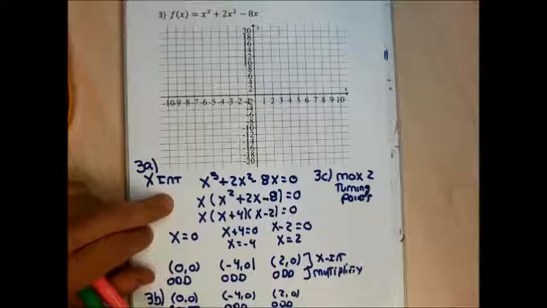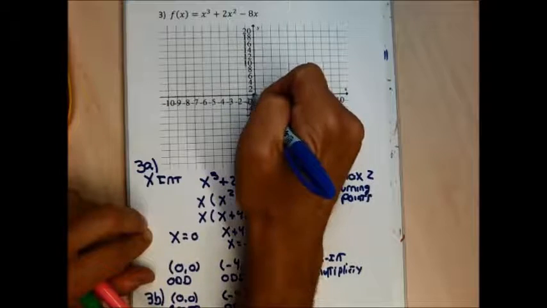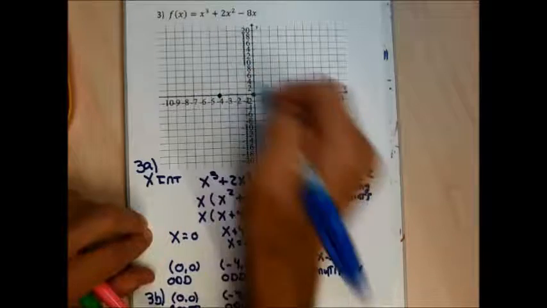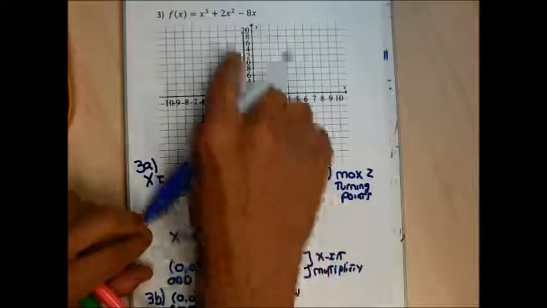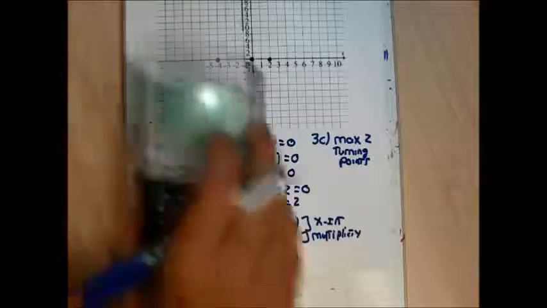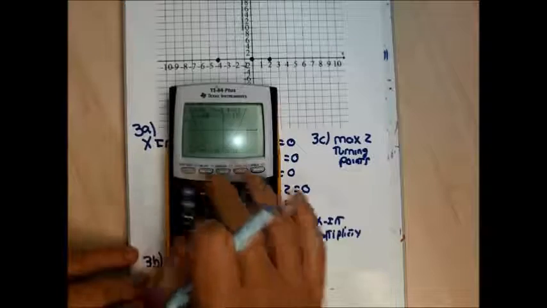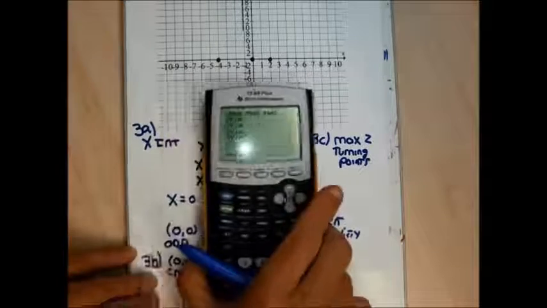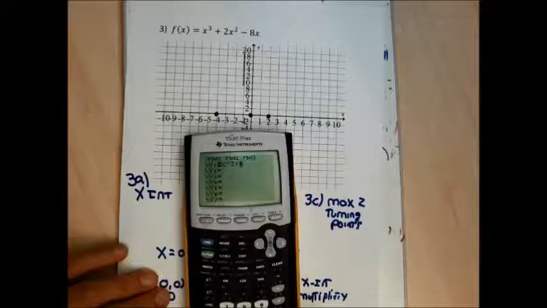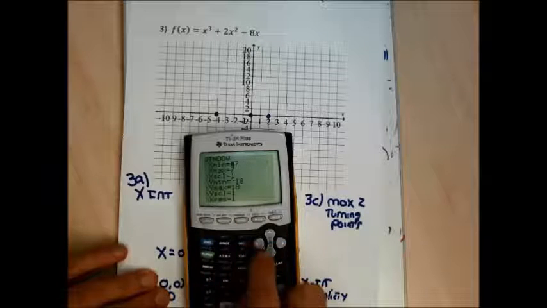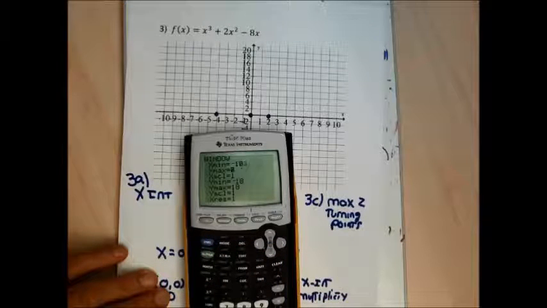Part D is to sketch a graph. So on my graph, I need to mark the x-intercepts of 0, 0, -4, 0, and 2, 0, set my window up, graph it, and find the turning points. So on y equals, clear, the function I'm graphing is x up arrow 3 plus 2x squared minus 8x. The window I want is -10 to 10 on the x's and -20 to 20 on the y's, if I could actually do that right.